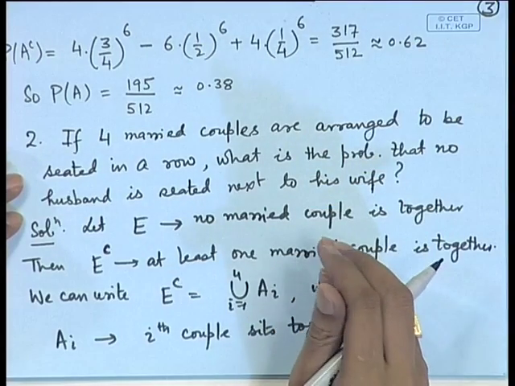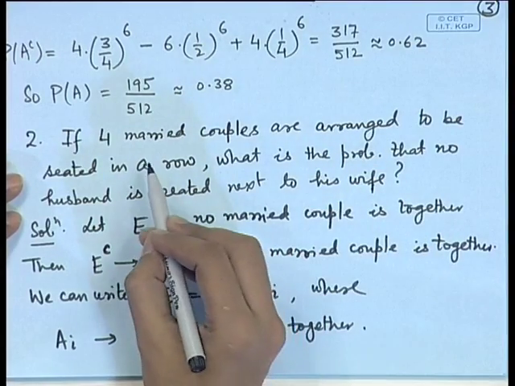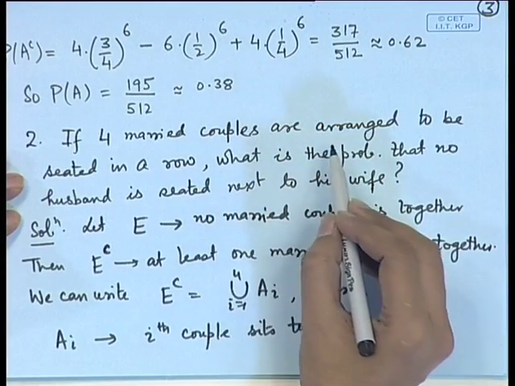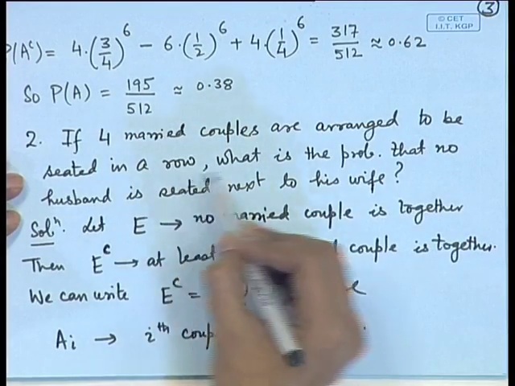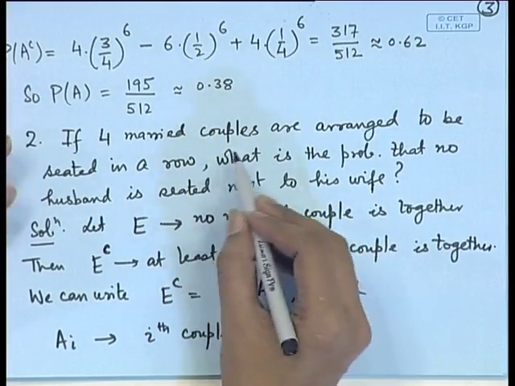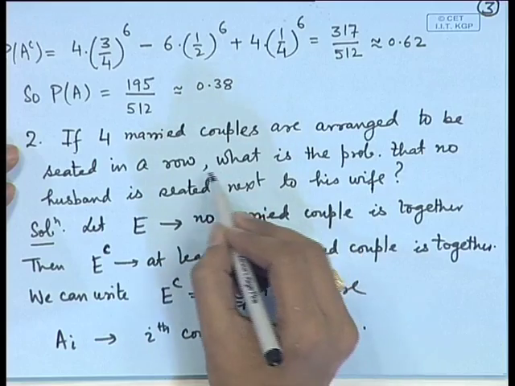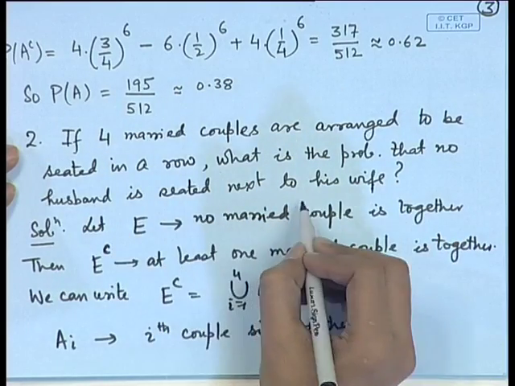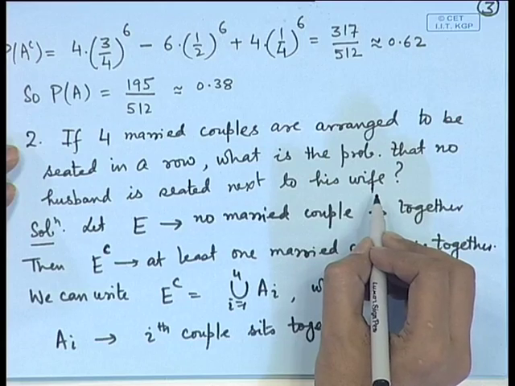Let us look at one more application of this general addition rule. If 4 married couples are arranged to be seated in a row, suppose there is a long table where these 8 persons, who are basically 4 married couples, are to be seated, what is the probability that no husband is seated next to his wife?